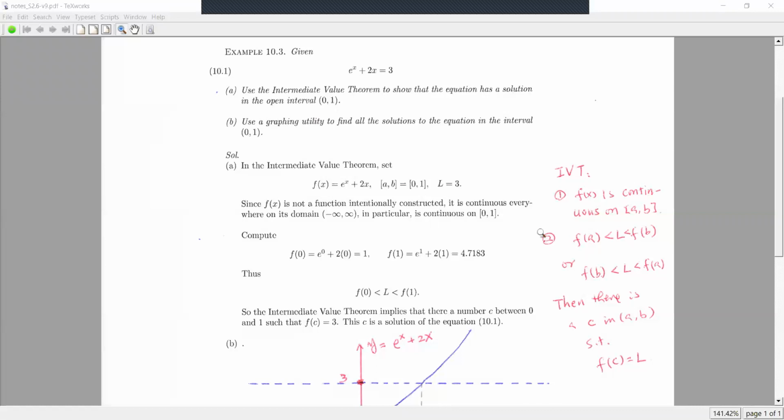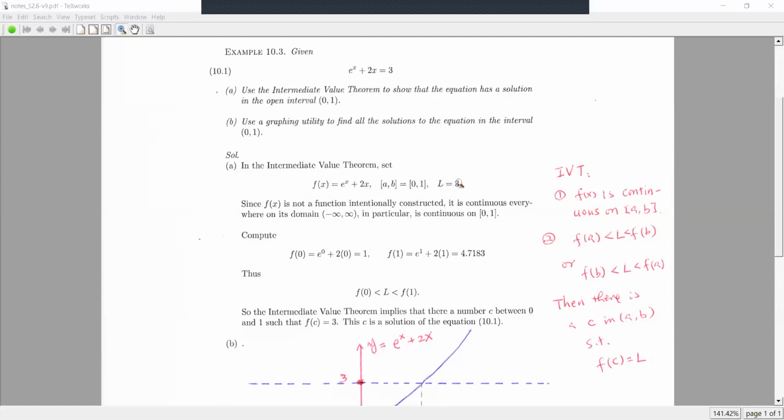Now, let's check the second condition. I want to see whether or not L is between the function values at the two endpoints of this interval. Compute the function value at the left endpoint. a now is 0. Plug in 0 for x, then we get the function value is 1. Function value at the right endpoint. Plug in 1 for x, then the function value at the right endpoint is 4.7183.